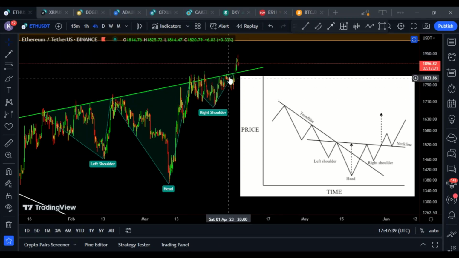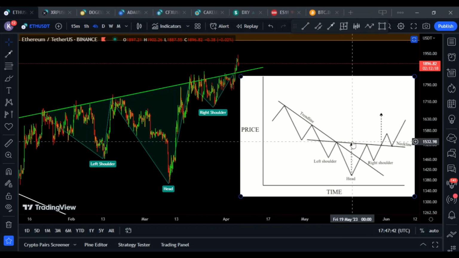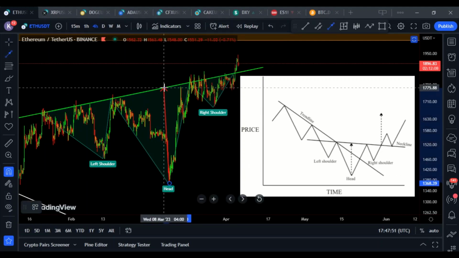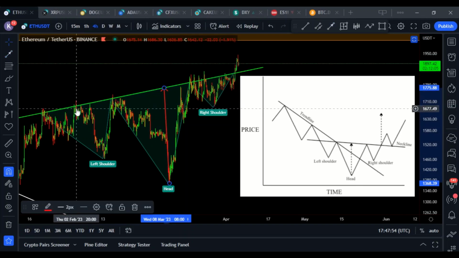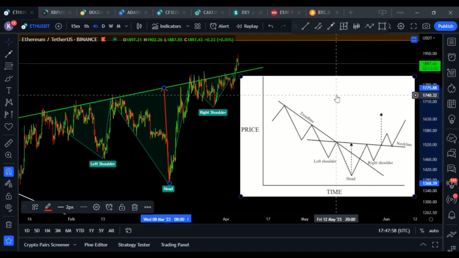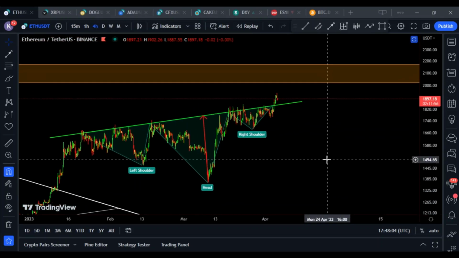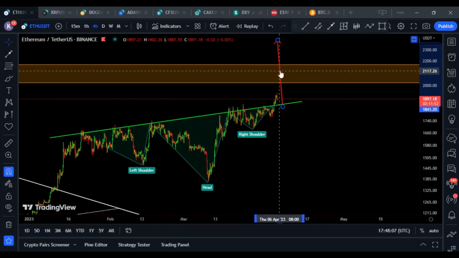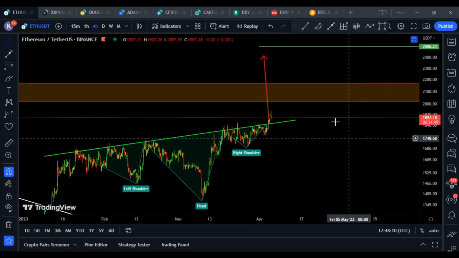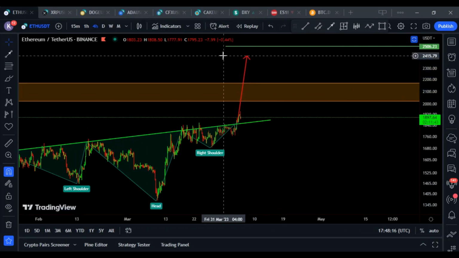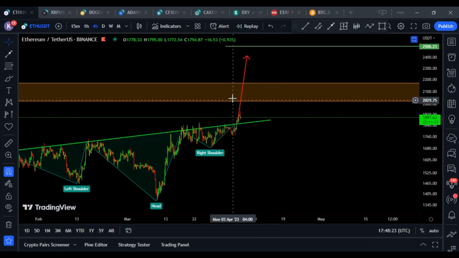Okay, so since we broke here, we're going to check the target. The target would be from the lowest point, the head. We take the lowest point from the head and go all the way up to the resistance, which has now flipped into support. So I'm going to remove this, and we drag the price from the lowest point between the lowest point and the neckline, and replace that from the point where we broke. So the technical target for this breakout would be $2,415.